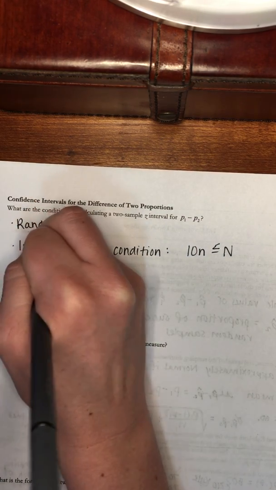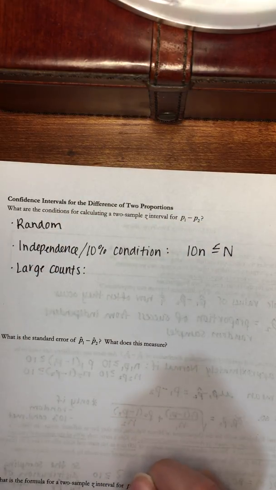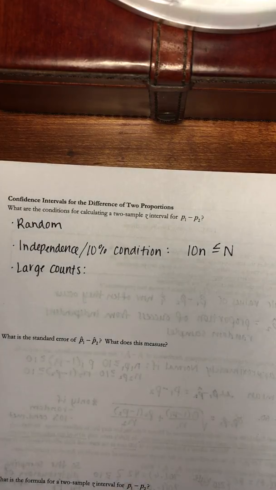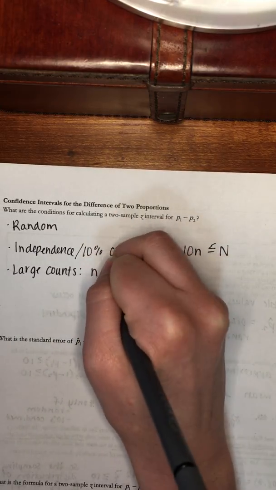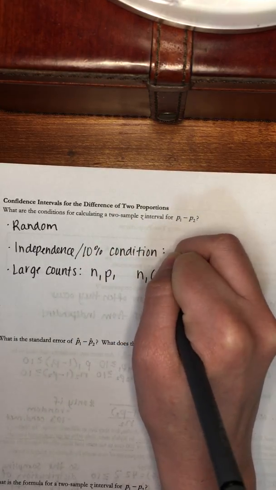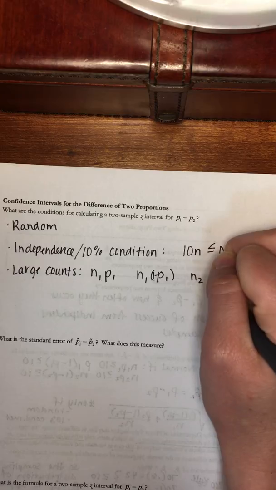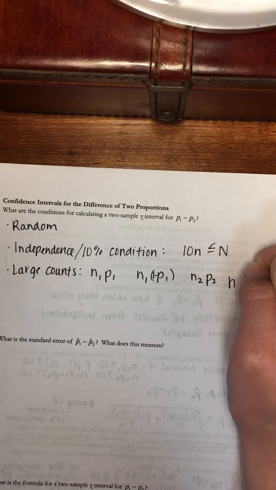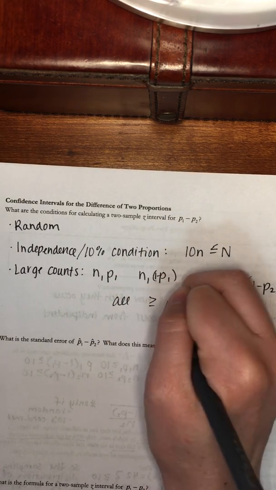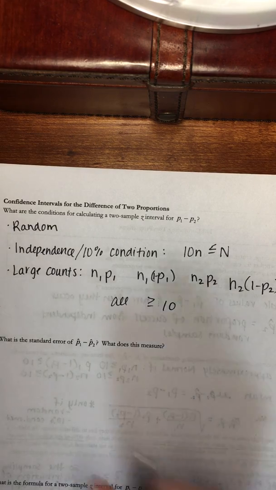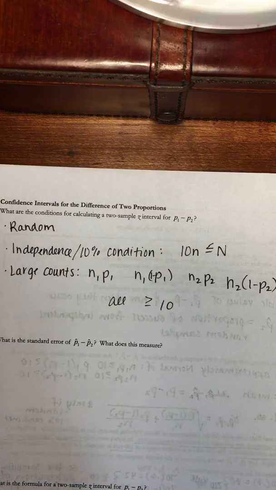And then large counts. And that's that n1 p1, n1 times 1 minus p1, n2 p2, and n2 times 1 minus p2 all need to be greater than or equal to 10. One minus p1, sorry. Hopefully that makes enough sense. Each of these needs to be greater than or equal to 10. I think that y'all have that by now.